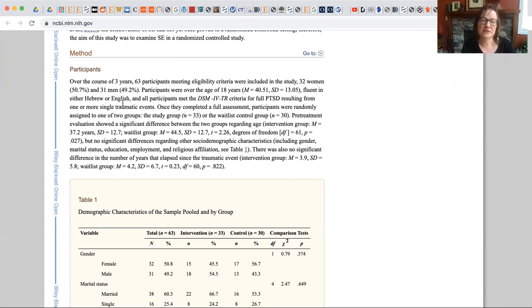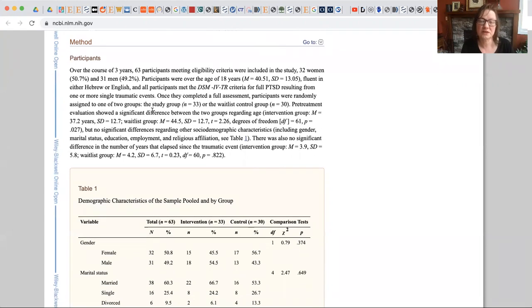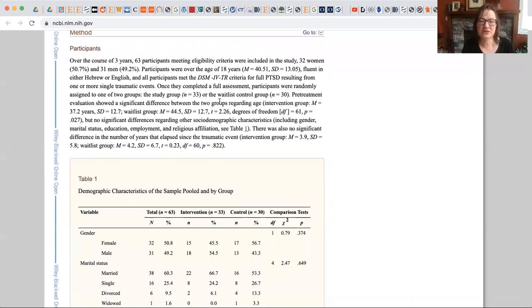So participants, this describes the participants. It says the study went over 3 years. They had 63 participants, and they had eligibility requirements, and they had to be over 18. They had to be fluent in either Hebrew or English because of where it was that they were doing the study. And it tells a little bit about the procedure.